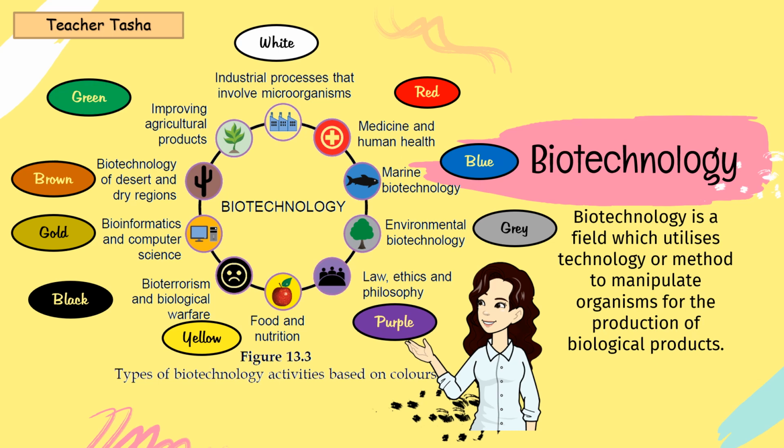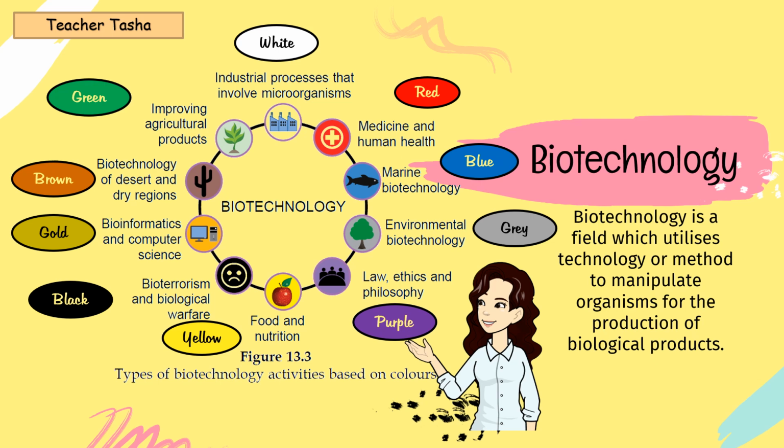We're talking about legal, ethical, and philosophical issues that are associated with biotechnology industries. Then we have the yellow biotechnology, which represents food biotechnology and nutrition science, for example, food production in fermentation, to make wine, cheese, and also beer. The black biotechnology represents bioterrorism, biotechnological warfare, biocriminology, and also anti-crop warfare. Then we have the gold biotechnology, which represents bioinformatics and computer science.